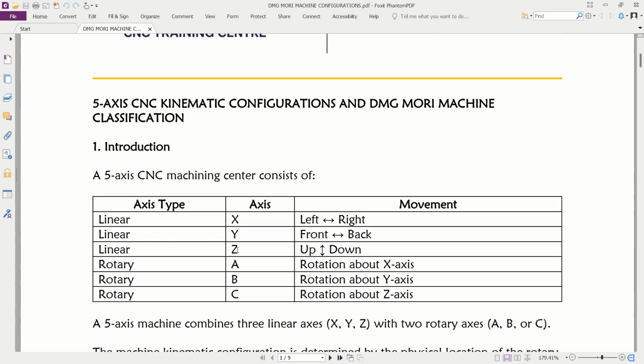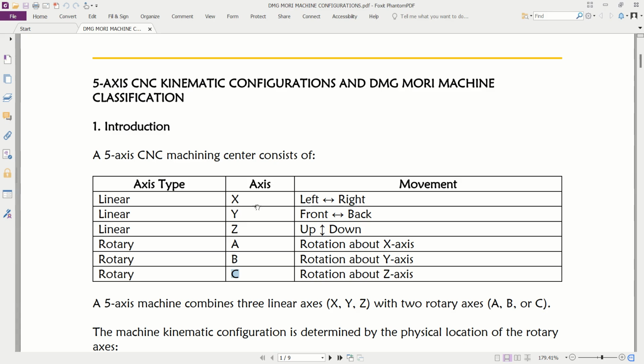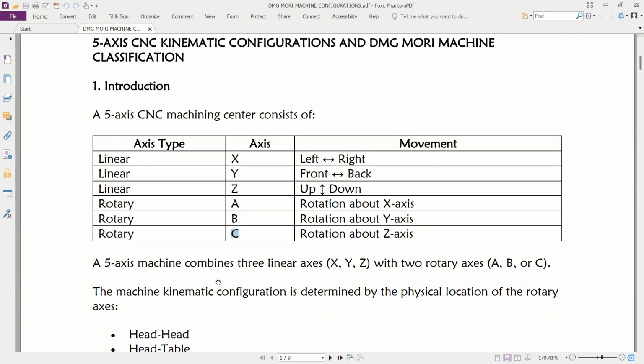But when you want to increase the freedom of movement, you add another axis which is able to rotate along the X axis, and we call it the A axis. If you add another axis which is able to tilt along the Y axis, we call it the B axis. If you add another axis which can rotate along the Z axis, we call it the C axis. These are rotary axes. So a five-axis machine normally combines three linear axes, X, Y, Z, with two rotary axes, either A, B, or C, depending on the configuration of the machine.